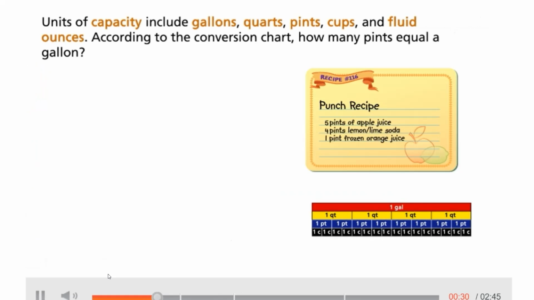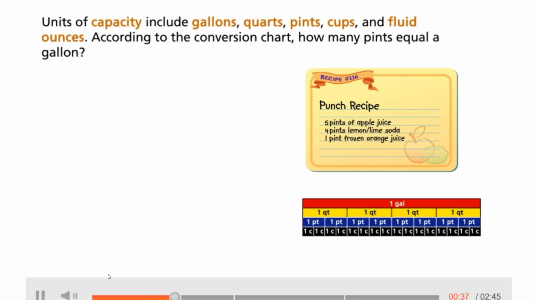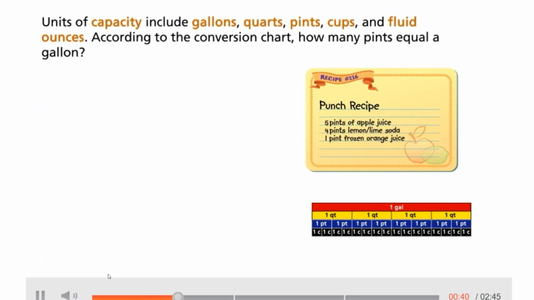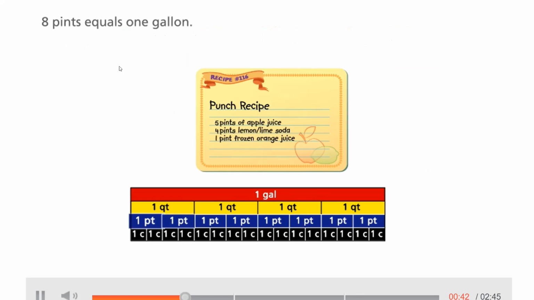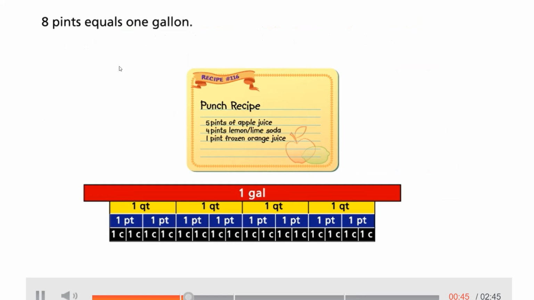Units of capacity include gallons, quarts, pints, cups, and fluid ounces. According to the conversion chart, how many pints equal a gallon? Okay, so here let's take a look at our conversion chart. How many pints equal a gallon? So over here, our pints are in blue. They're abbreviated with PT. So 1, 2, 3, 4, 5, 6, 7, 8. Here we have 8 pints equal 1 gallon.